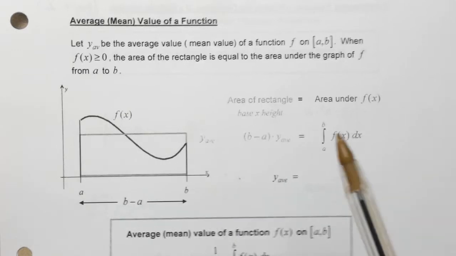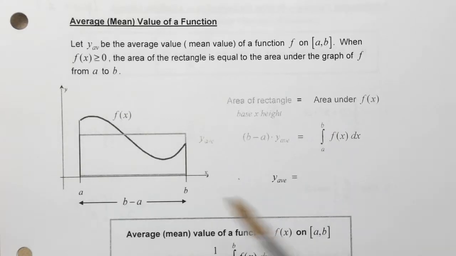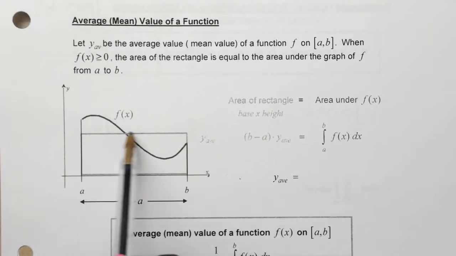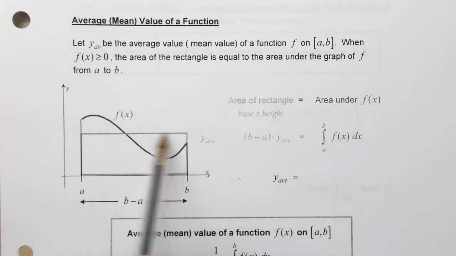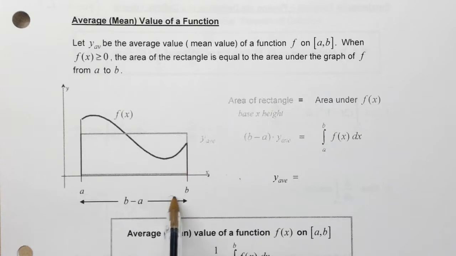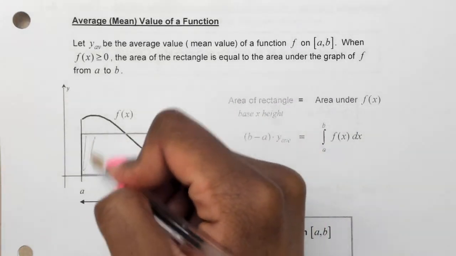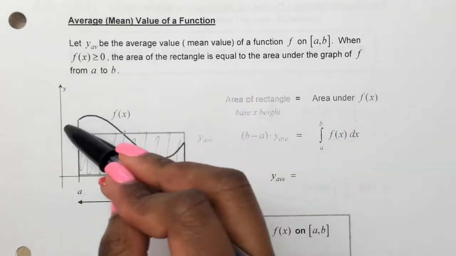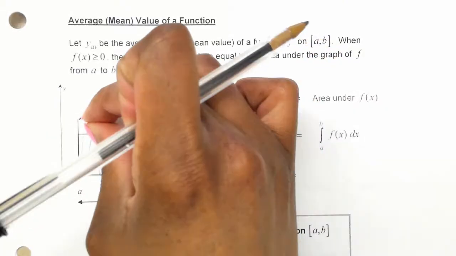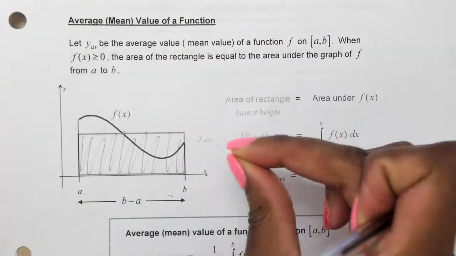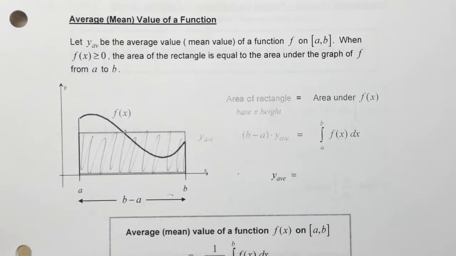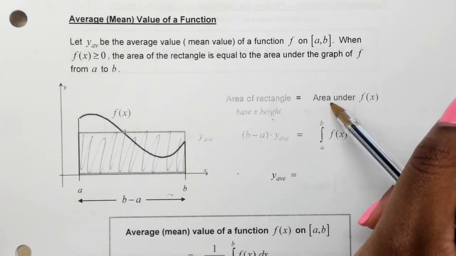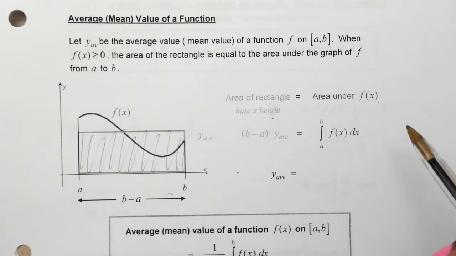Okay, so what this is saying is that if this is what you get for a y value when you find the average between a and b, then this area for the whole rectangle should be equal to the full area under the curve. So if I were to move this over here, that should complete my rectangle. Okay? So the area of the rectangle, base times height, is equal to the area under f of x.